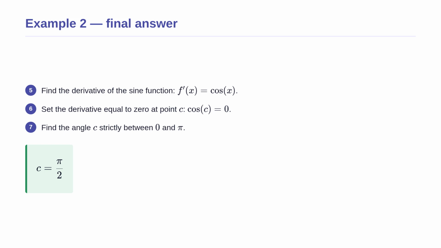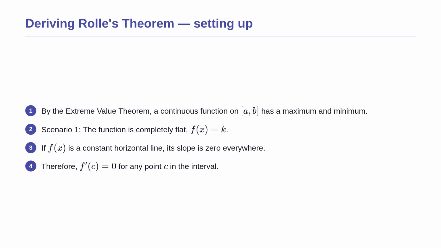Visually, this means the sine wave starts at 0, rises to a smooth peak exactly at pi over 2, and then falls back down to 0. So, we have successfully used the formula in 2 examples. This brings us to the proof.